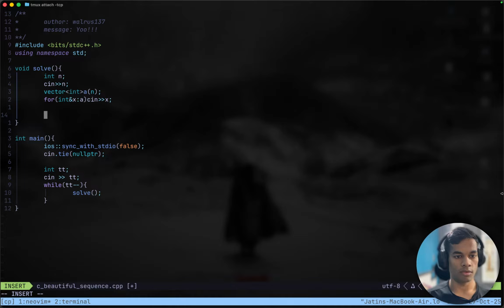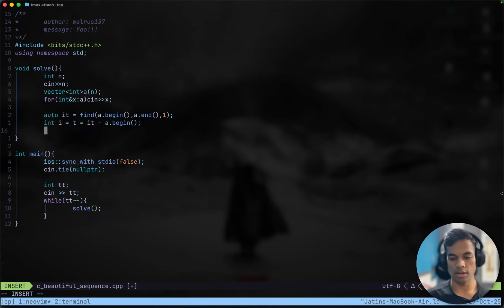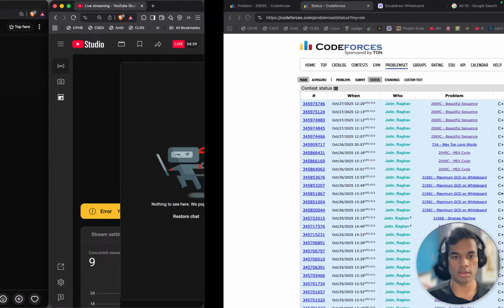Now what we want is to create that prefix which we created earlier. First of all, we will find out the first time that a 1 is appearing. So find in a.begin and a.end the first time that we have a 1. Now int i equals the index of this first one, which is going to be i minus a.begin. Right, we have the index. Now we have to create the prefix array which we created earlier.